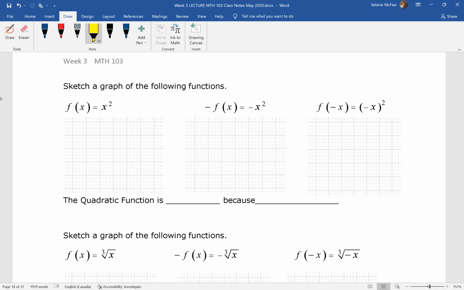So, 3 quick sketches here. You should know how to graph these. Please do so.